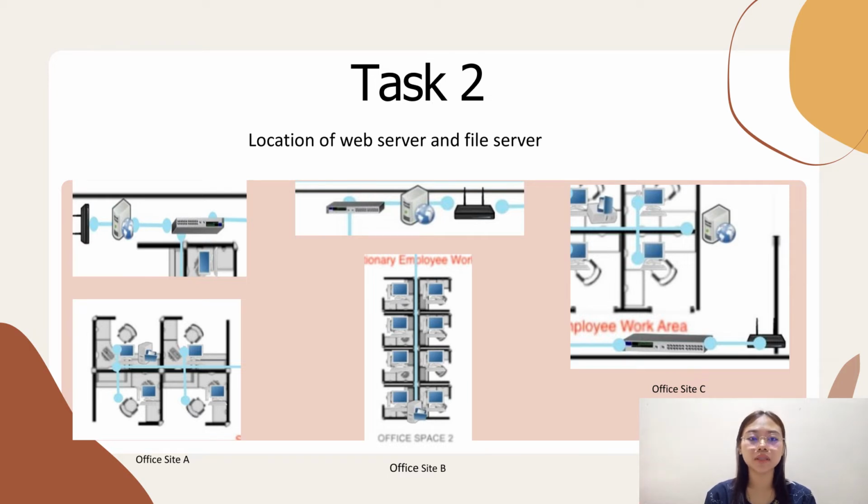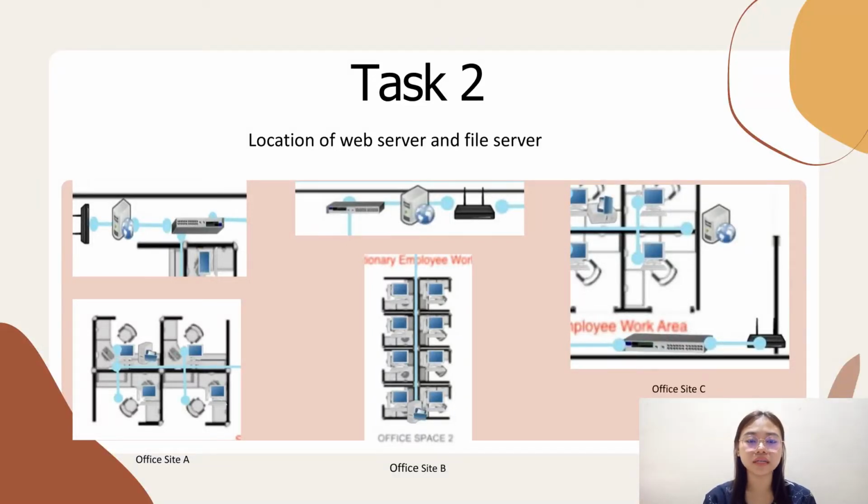I will explain task 2, which is to suggest and explain where the web and file servers should be located and how to ensure the optimum performance of both servers in serving their functions. First of all, a file server is a computer or device that is responsible for the central storage and management of data files, so that other devices on the same network can access it. A file server is mainly used to store and share files and documents.